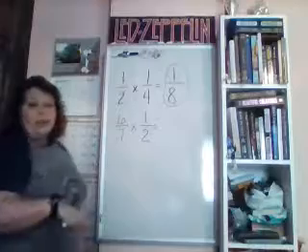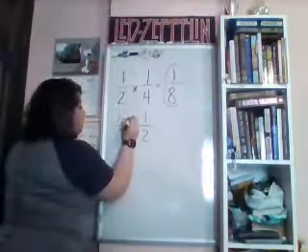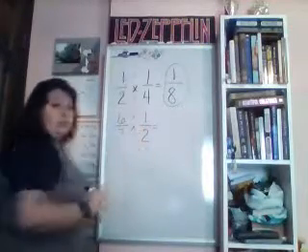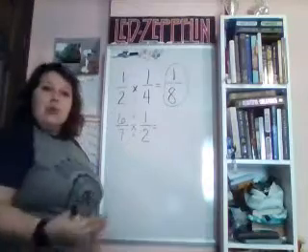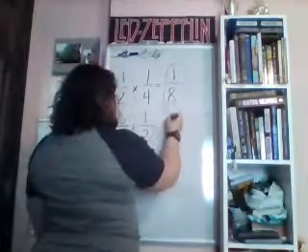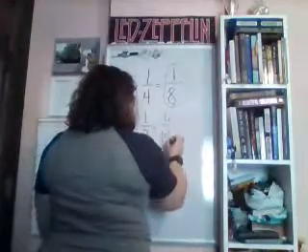6/7 times 1/2. And again, if you forget what your step is, draw your smaller multiplication signs between your numerators and your denominators, and then it immediately shows you what your steps are. So 6 times 1 is 6. 7 times 2 is 14.